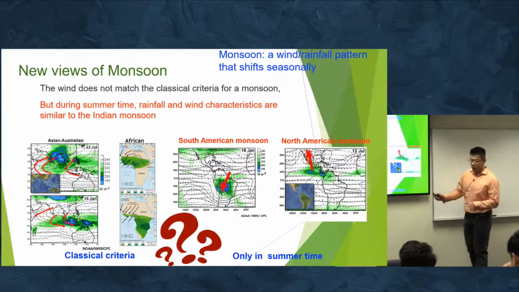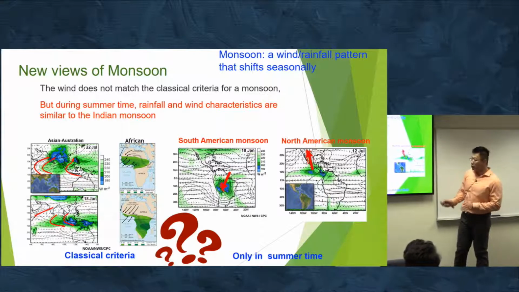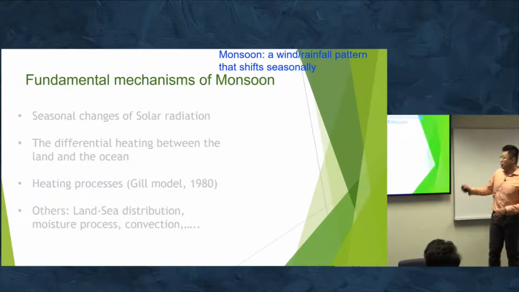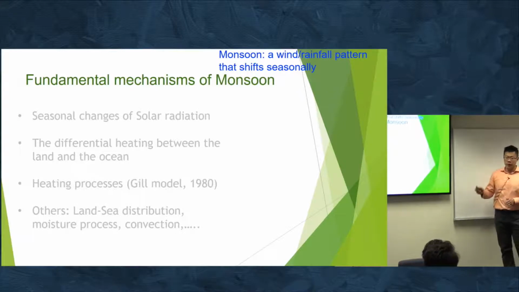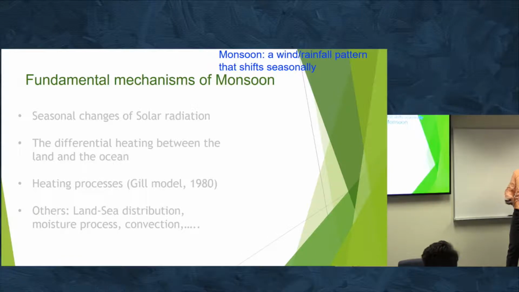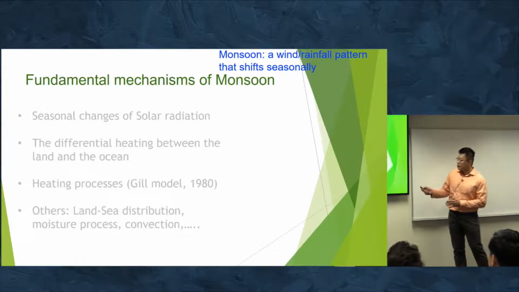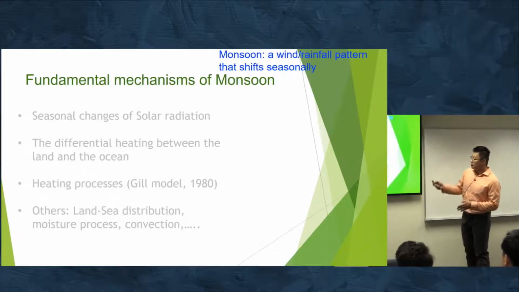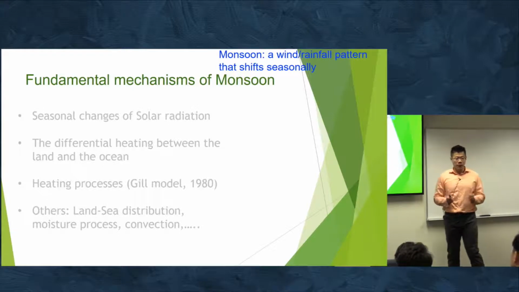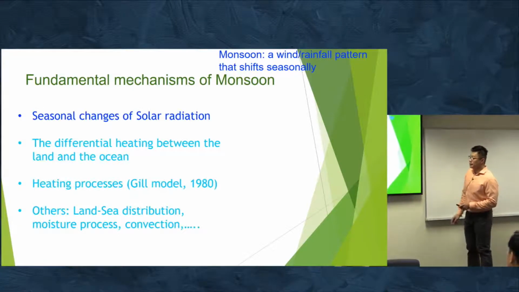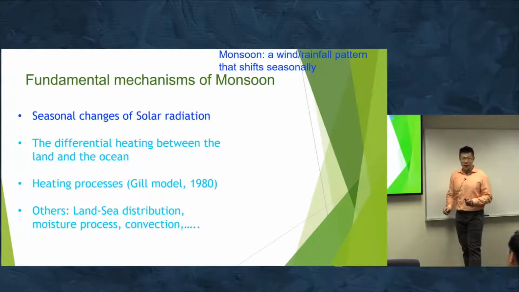So next, before we go into that, we need to know the mechanism of the monsoon. Here I will just quickly go through the mechanism, because each term is very difficult. Maybe when you are working on your master's degree, you will learn all these terms. But basically, we know monsoon means season. So the first mechanism is the seasonal change of solar radiation.